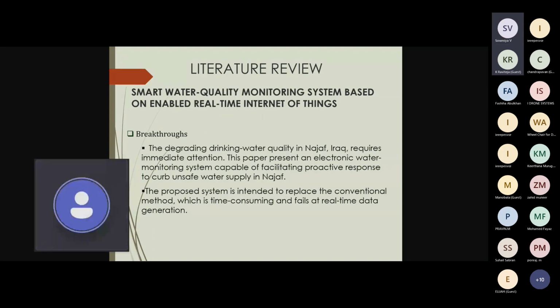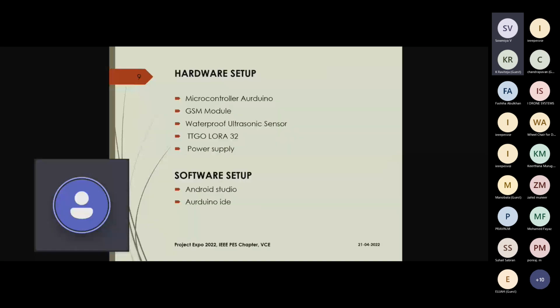The next slide is regarding drinking water quality, which requires immediate attention. This paper presents an electronic water monitoring system capable of facilitating proactive response to curb unsafe water supply. The proposed system is intended to replace the conventional method, which is time consuming and fails at real time data generation. We have to move to the next slide.